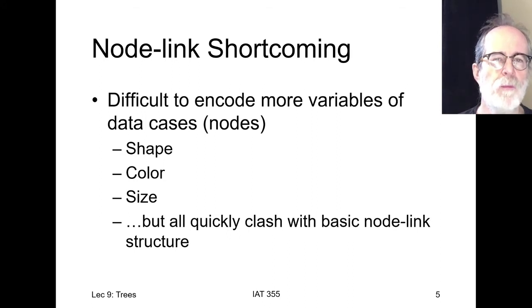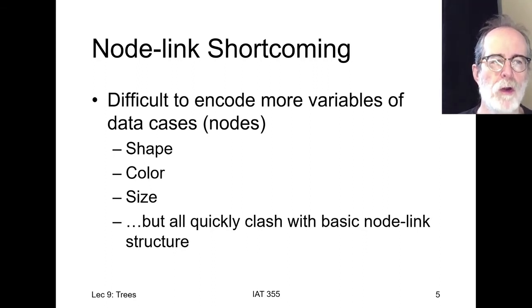And size can sometimes be used, but the problem is that if you start varying the size of nodes too much, what happens is as you expand a node, you just simply run out of space for the rest of the graph. And the bigger the node is, the more likely it is to obscure the representation of the edges that are connected to it. So you can put that information in individual nodes, that visual information of shape, size, and color, but they quickly clash with the basic node link structure.